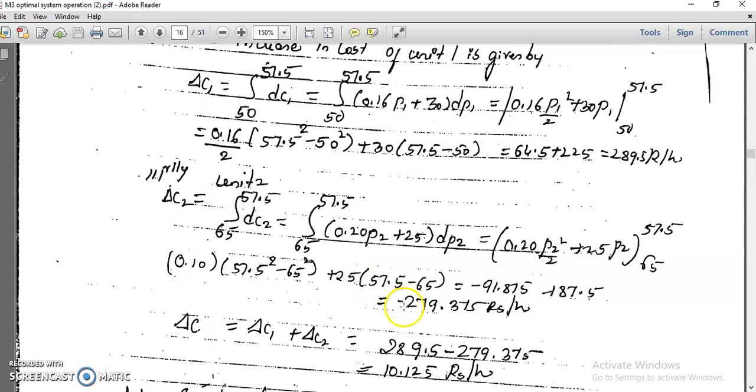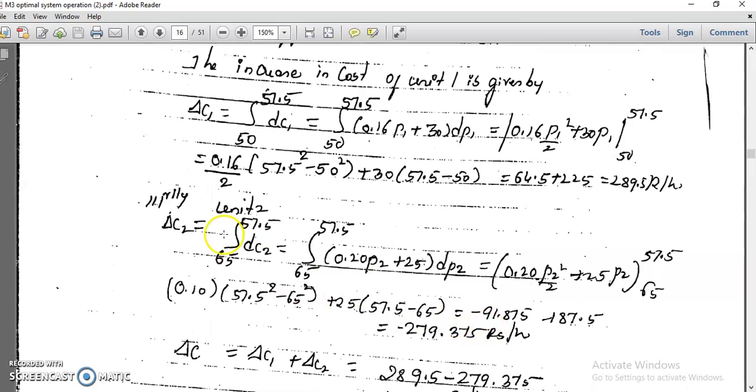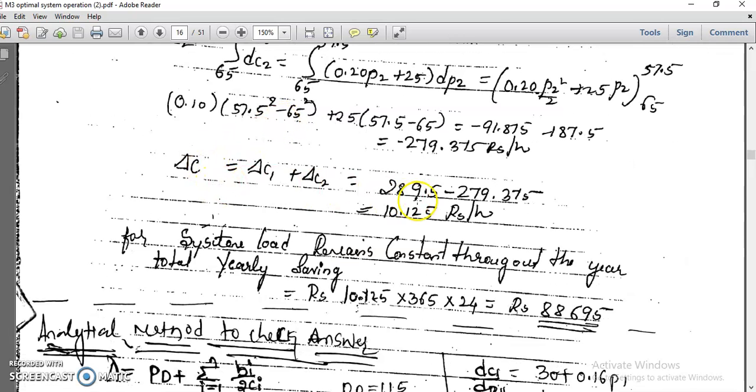In the other case we got 279.375 rupees per hour. Once you have the change in fuel cost for both, add them. After integrating the first plant and second plant and substituting the proper limits, the total after adding is 10.125 rupees per hour. If you want the yearly saving, multiply by 365 into 24.